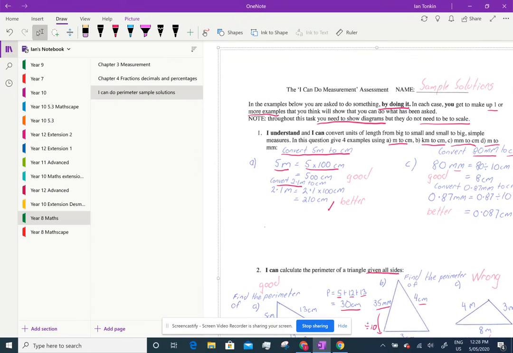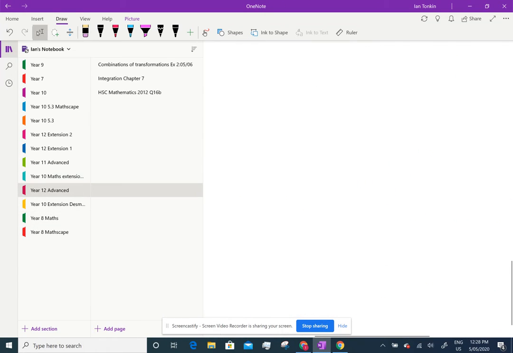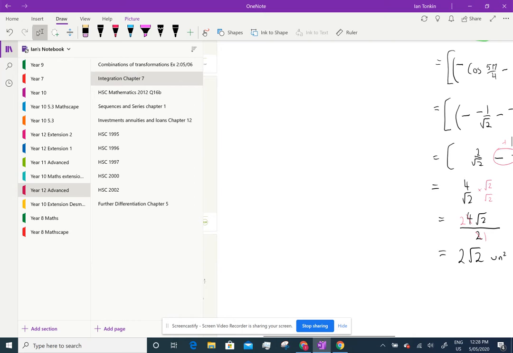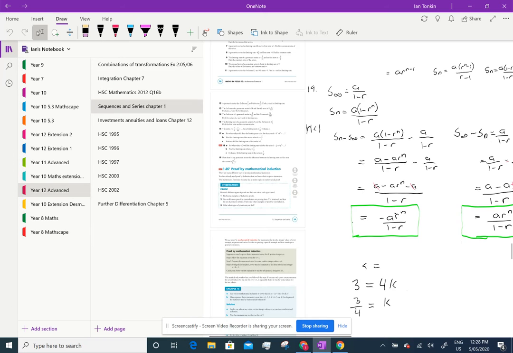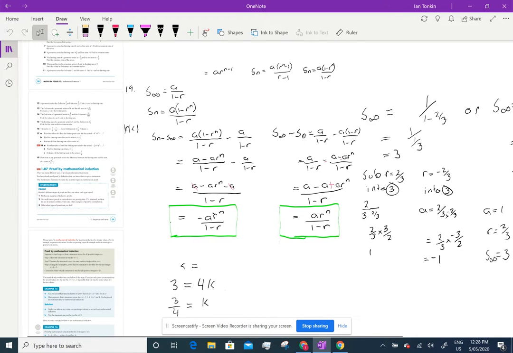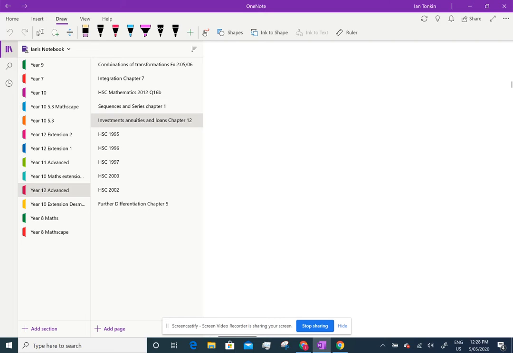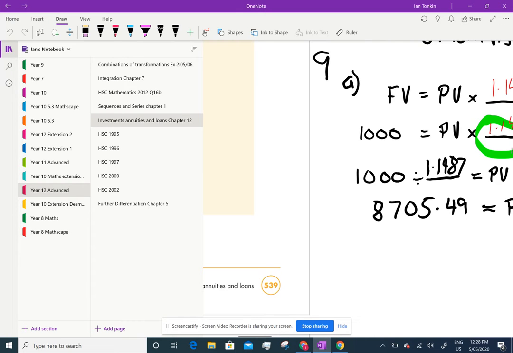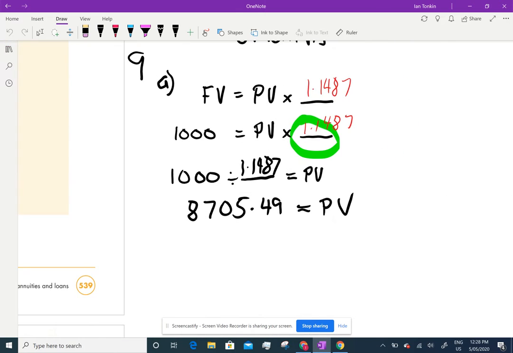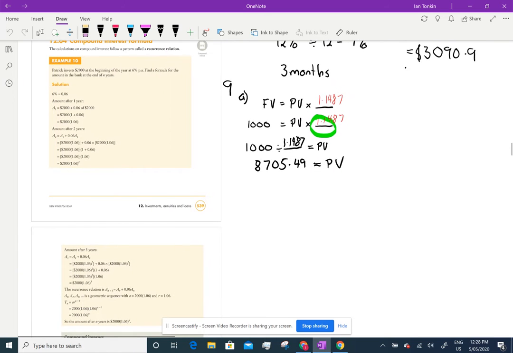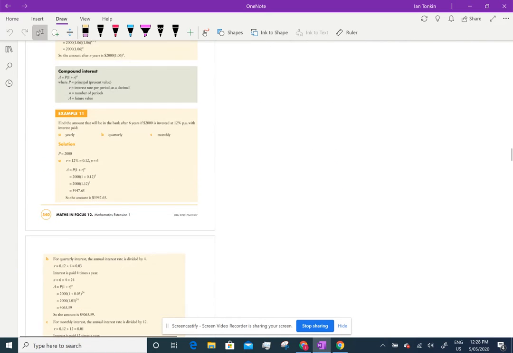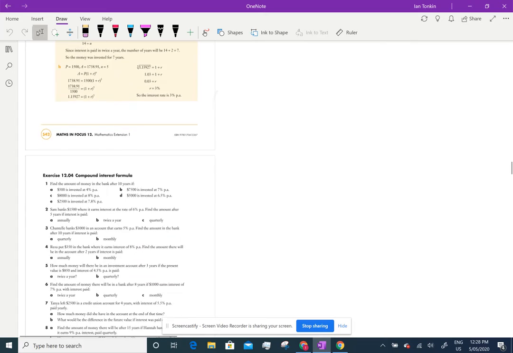Okay, Year 12, I'm just going to go over some of the questions from exercise 505, I think it was. Let's have a look. There are two questions at the end that I didn't do, 24 and 25.